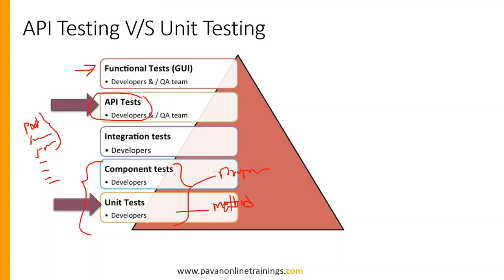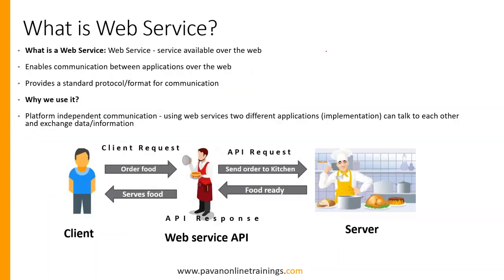API and web service seem very similar, but there is a slight difference between them. Let's understand what a web service is. A web service is a service available over the web. It enables communication between applications over the web and provides a standard protocol format for communication. I'll show you a simple example to understand what this web service is.